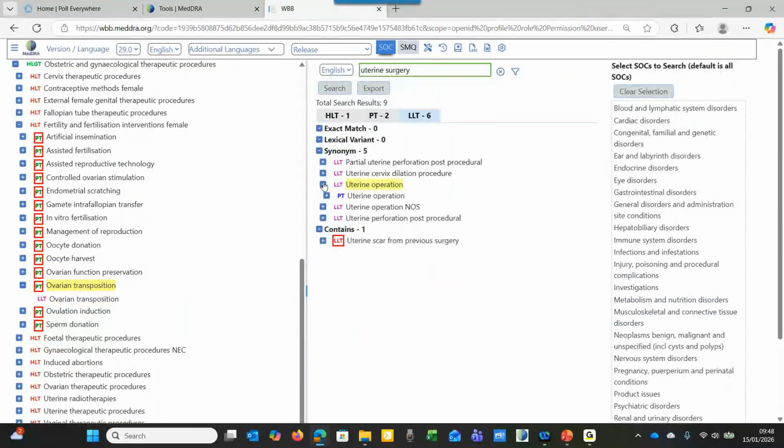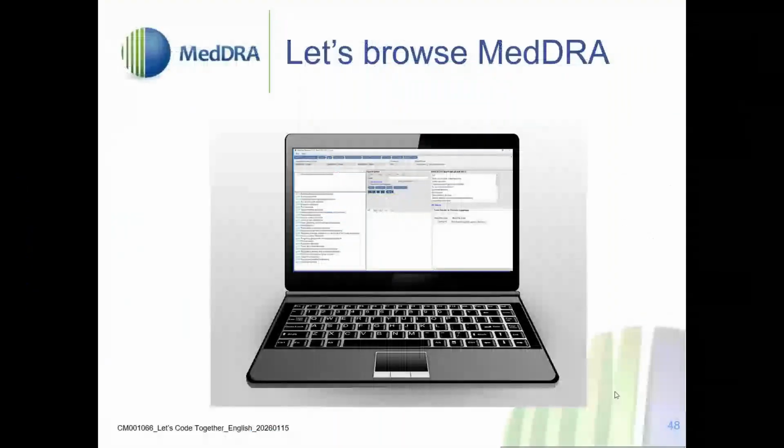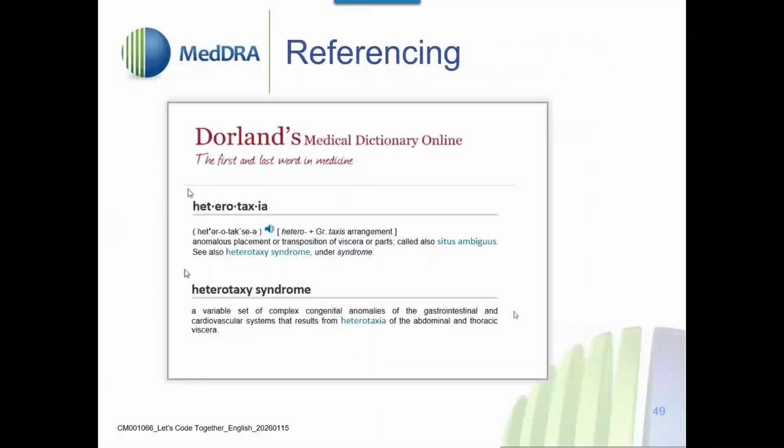uterine therapeutic procedures. Well, that might be the best we can do, because I'm not seeing, I would want something under here really. And when we looked at the reference, what was interesting was the uterine transposition seemed to include ovaries with it. So if it was there, we could have selected that one, but we don't have it. Now, as soon as I see that, it makes me think maybe it's something we could request as a new term to be added to MedDRA.